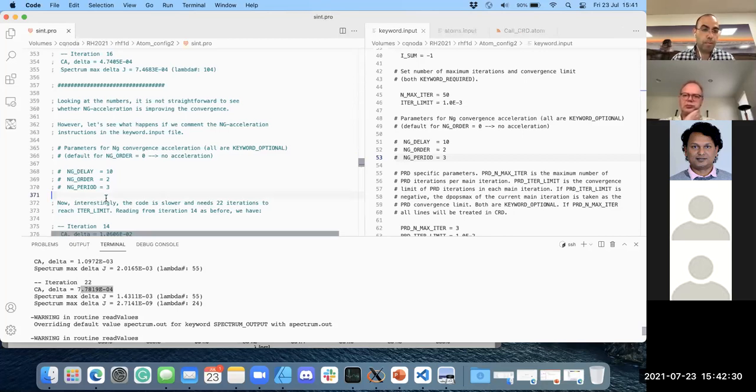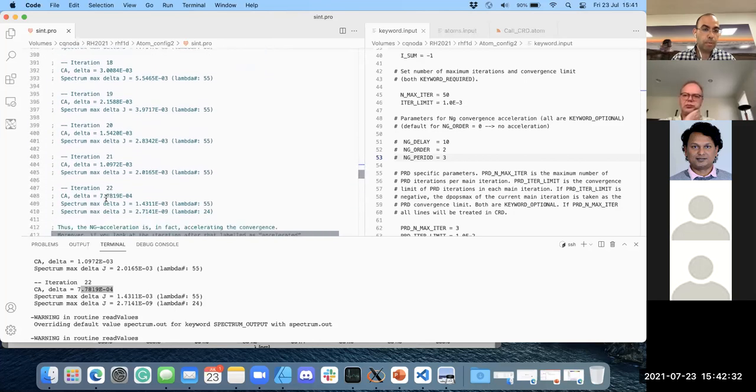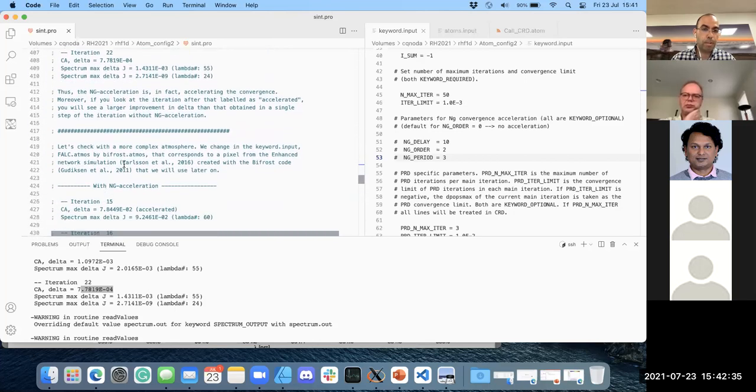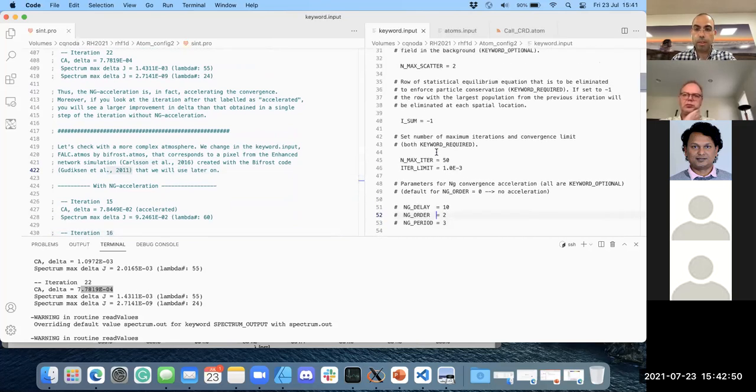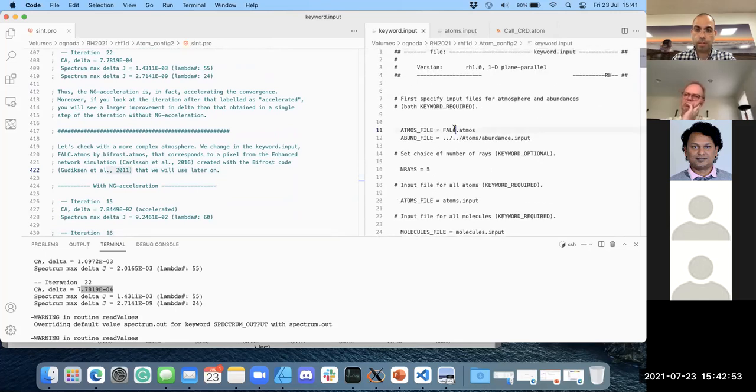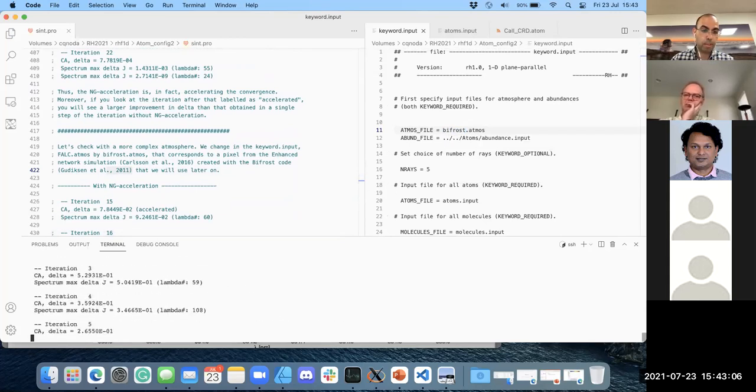And in fact, I added one example with a Bifrost pixel. We will use it later on in the course and tutorials. It's from the enhanced network run created with the Bifrost atmosphere. So if we go to this place where we are providing the information about the atmosphere and we set Bifrost, I have already put this atmosphere in the folder. So then we run it.